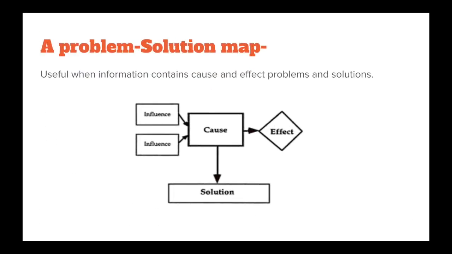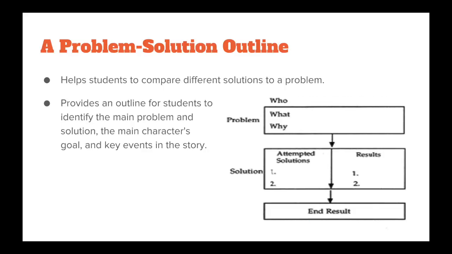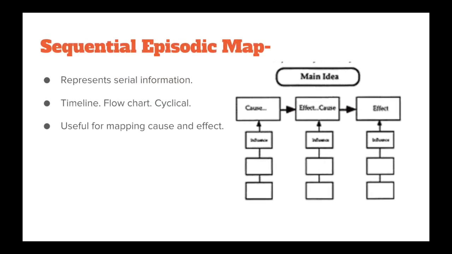When cause and effect information contains problems and solutions, a problem-solution map can be helpful. In order to compare different solutions to a single problem, a problem-solution outline can be used. To represent serial information, sequential episodic maps can be used. Timelines, flowcharts, and cyclical maps are all useful ways for mapping cause and effect.